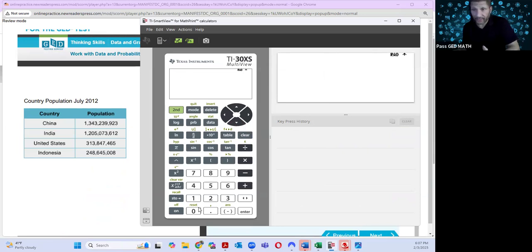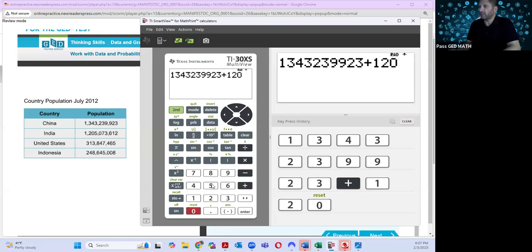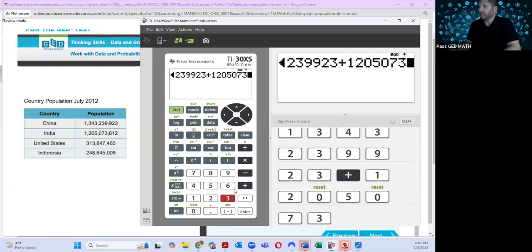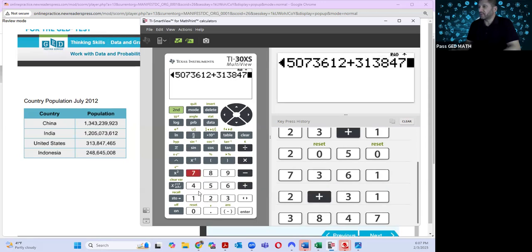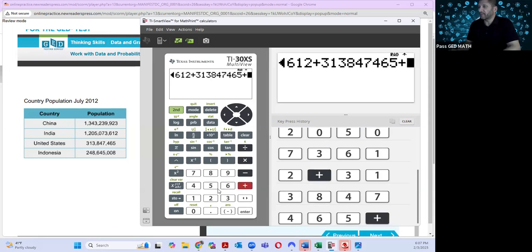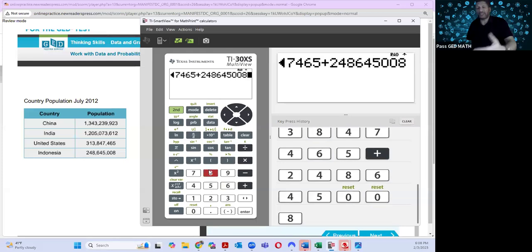Now we're not going to use commas. This is what they try to do. Commas are used for thousand separators so we can easily turn that number into words. But 1, 3, 4, 3, 2, 3, 9, 9, 2, 3 plus 1, 2, 0, 5, 0, 7, 3, 6, 1, 2 plus 3, 1, 3, 8, 4, 7, 4, 6, 5 plus 2, 4, 8, 6, 4, 5, 0, 0, 8. If you notice, I didn't press any commas. Didn't use any commas. Hit enter.